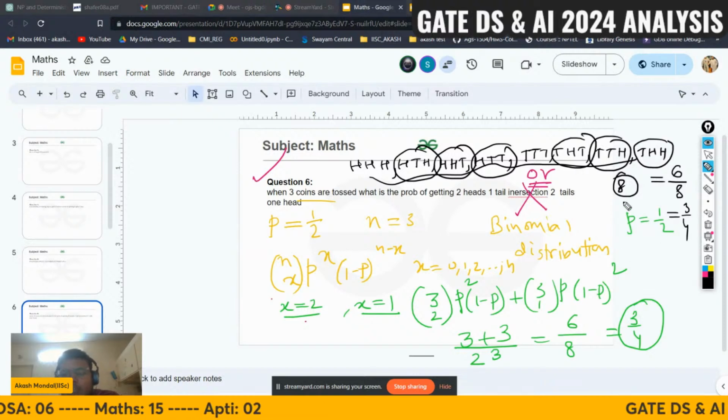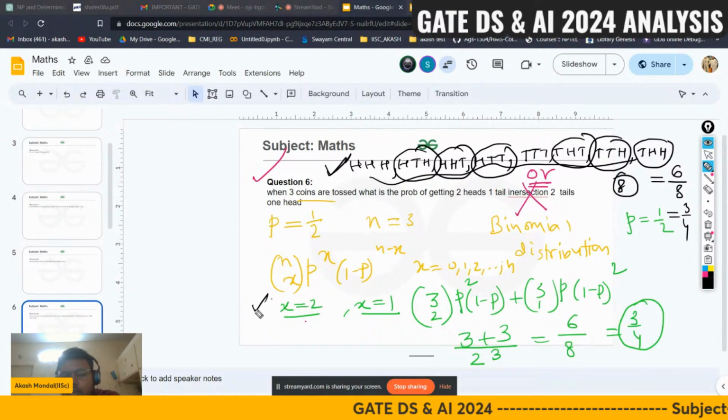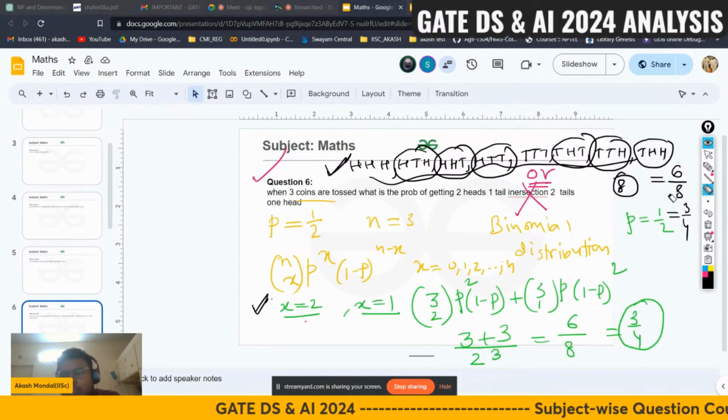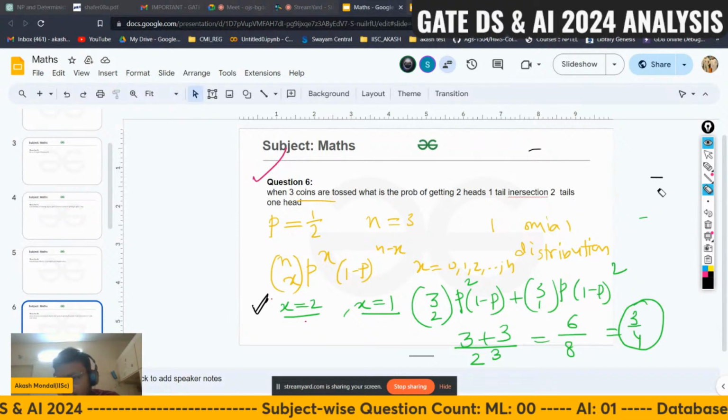So you can use either of the approaches. I mean, you can use this one, or maybe you can also use this one. So you can use the direct binomial distribution formula to get the answer to this question. So again, this is a simple question.